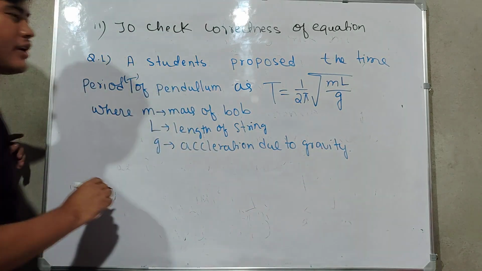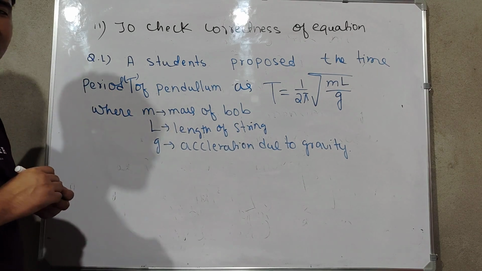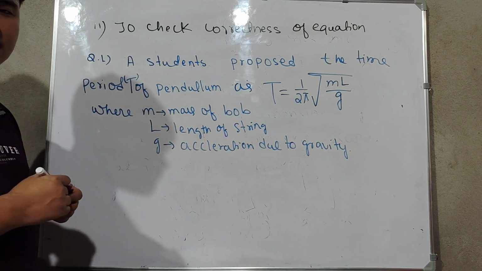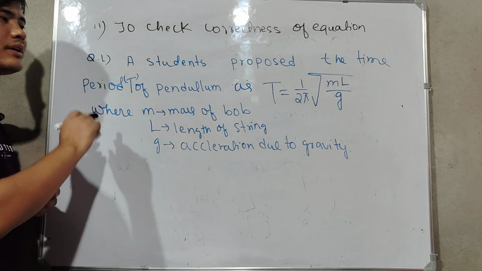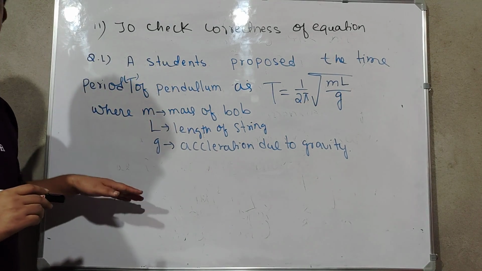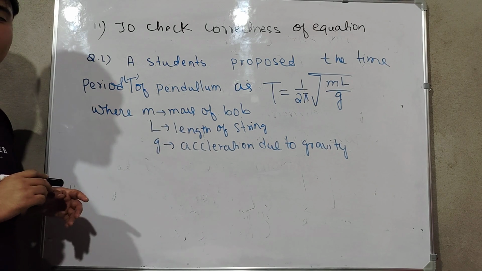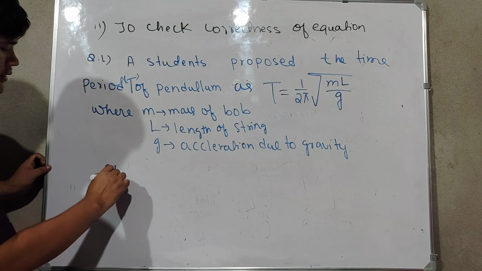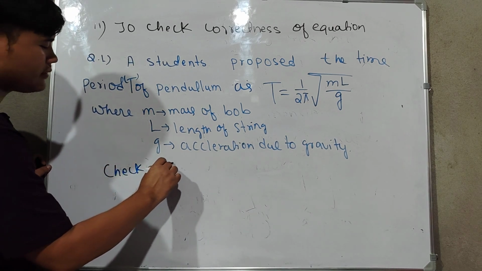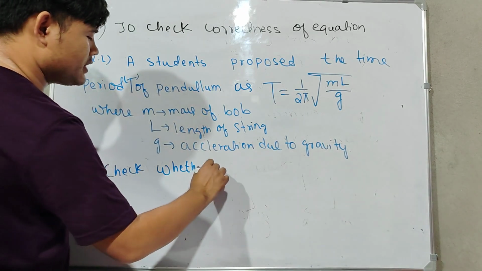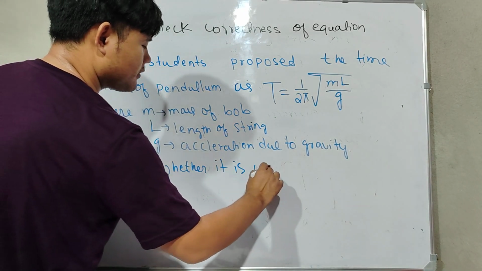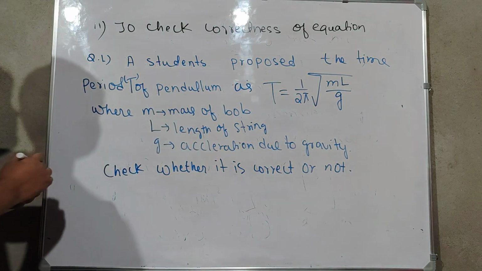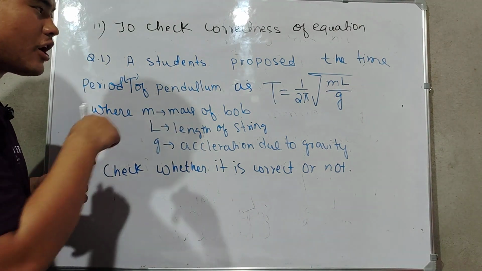Okay, so now he has proposed this formula, and you are not agreeing with him, but he wants to prove that this one is correct. So how will you prove whether this one is correct or not? Yes, you will check the dimensions. So you check whether it is correct or not. How will you check?